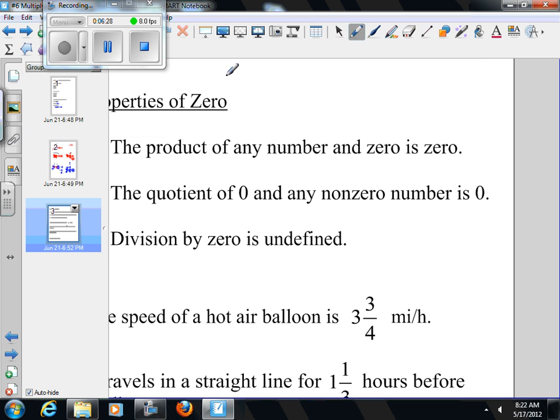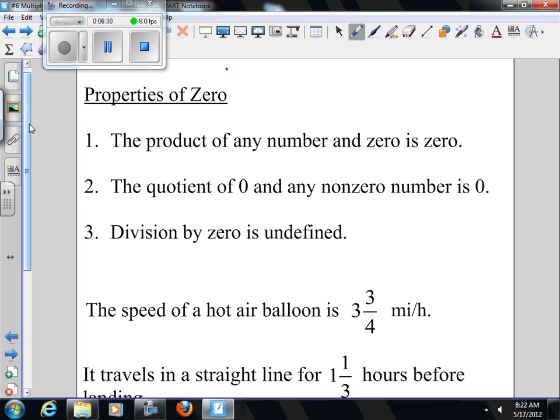Now, moving on. We want to talk about some properties of 0. These are probably things that you know already. Maybe not. Either way, it's fine. The product of any number and 0 is 0. So if I took 5 times 0, I would get 0. If I took 0 times 1/2, I would get 0. In other words, when I multiply any number and 0 together, I get 0.